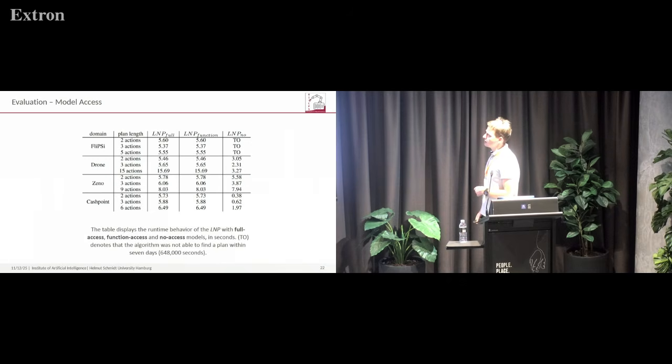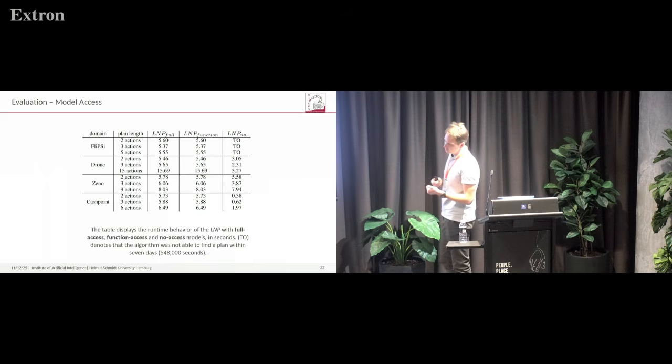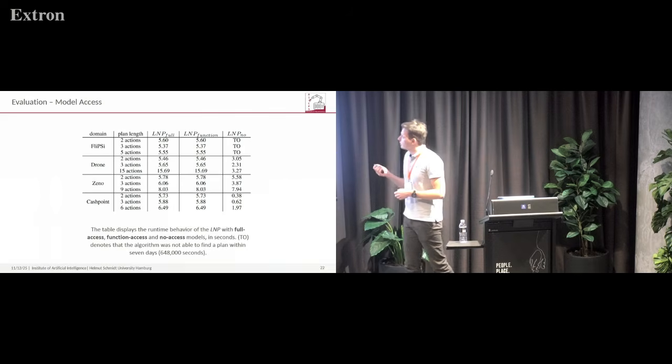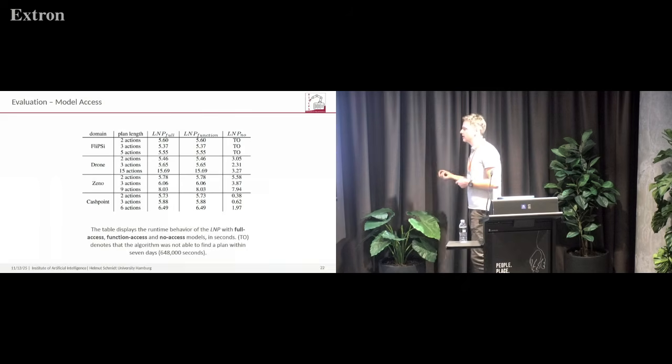And last but not least, we also look at the model access. So if we have a white box model where we have all of the information available, a function-based access model where we only have dedicated functionalities, such as backpropagation available, and no access where we have a pure input-output interface, the time for the full and the function-based is the same at this point because we use the same optimization technique. We use backpropagation.